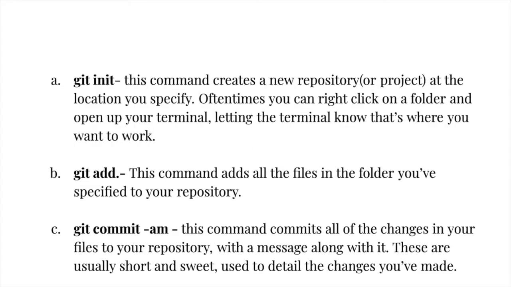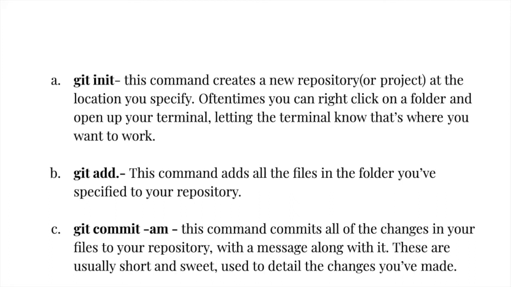So here are some of the basic commands that start up your Git repository or project. There are actually hundreds of different commands for Git, and it can be a little bit overwhelming at first, so we're just going to go over these three. So for the first one, git init, this command creates a new repository at the location you specify. The location meaning where on your computer you would like that repository to focus on. Oftentimes you can just right click on a folder and open up your terminal, and that lets your terminal know that that's where you want the repository to be.